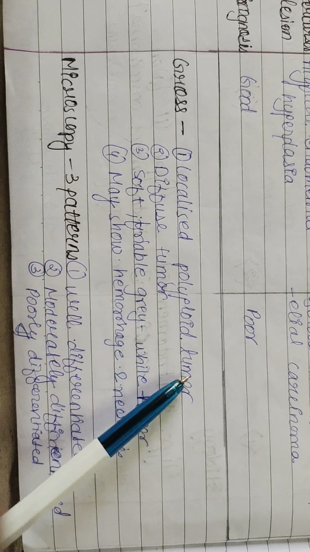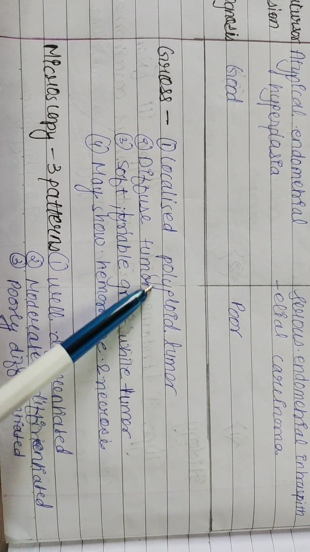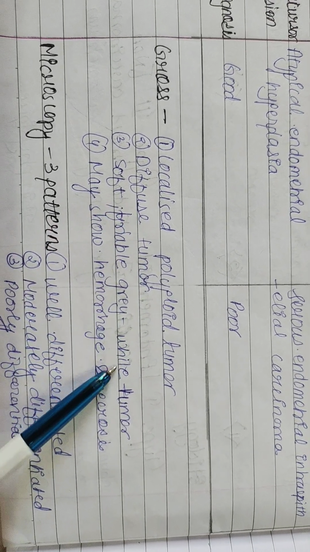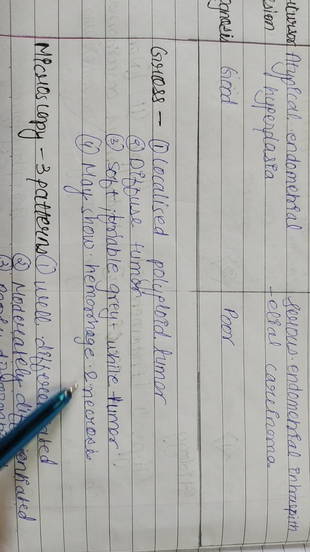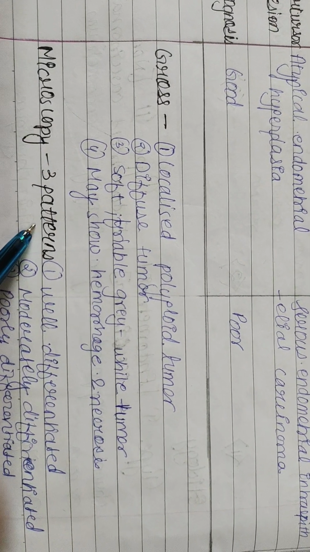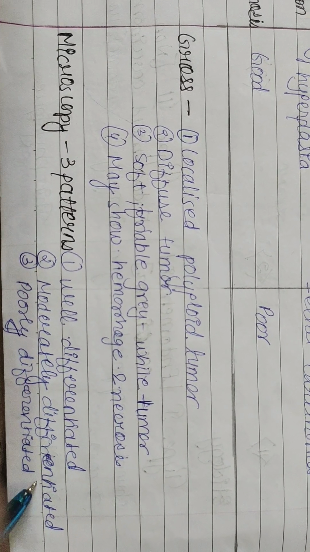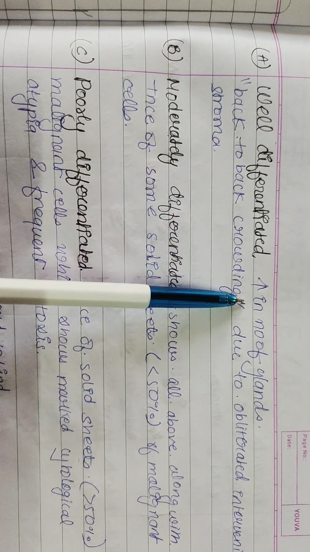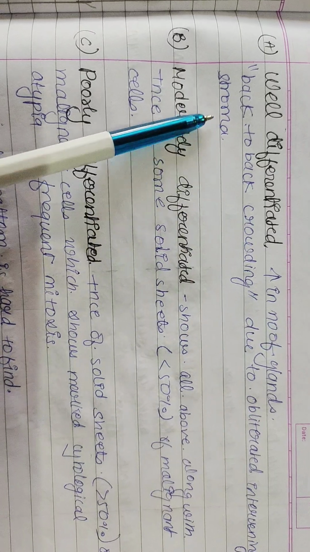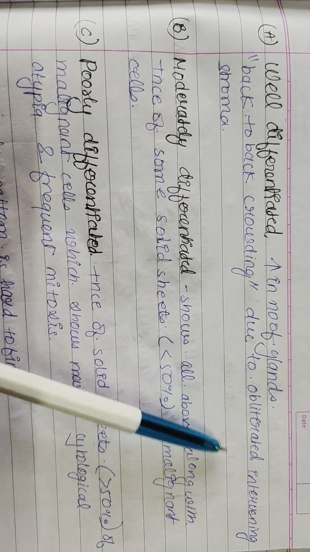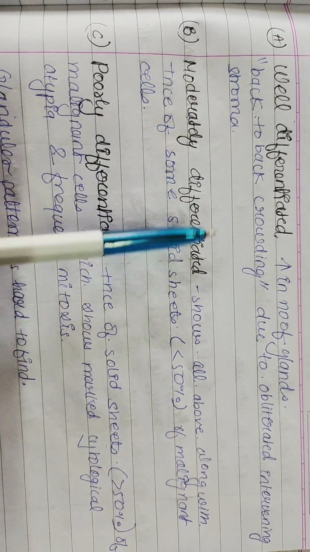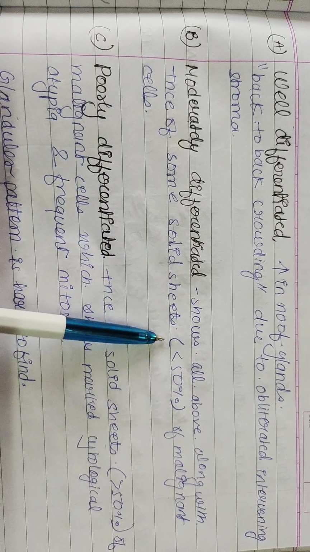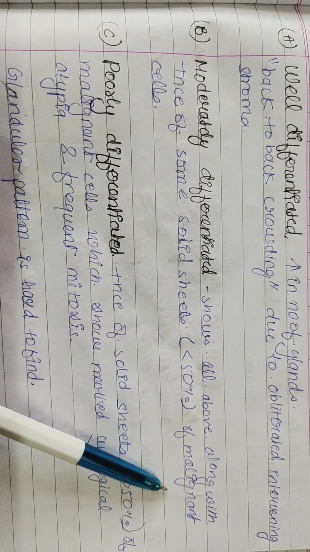Now the gross appearance of endometrial carcinoma is a localized polypoid tumor or diffuse tumor, a soft friable grey white tumor, which may show hemorrhage and necrosis. Microscopy shows 3 patterns: well differentiated, moderately differentiated, and poorly differentiated. Well differentiated means increased number of glands and back-to-back crowding of glands that obliterates the intervening stroma. Moderately differentiated shows the above features along with the presence of some solid sheets of less than 50% malignant cells.